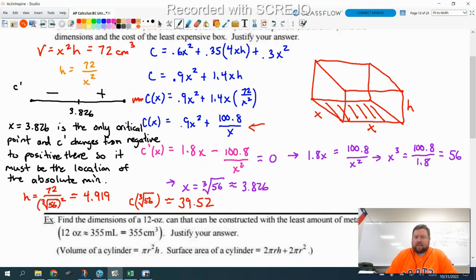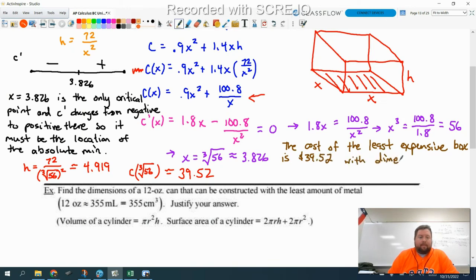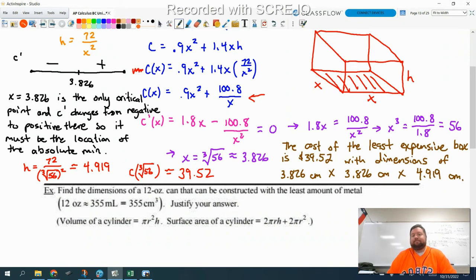All right, I'm going to write my answer out as a sentence over here, and then we are done. The cost of the least expensive box is $39.52 with dimensions of 3.826 centimeters by 3.826 centimeters by 4.919 centimeters.